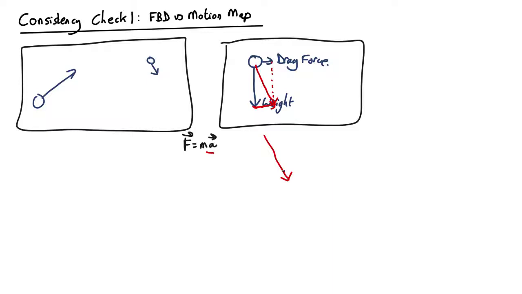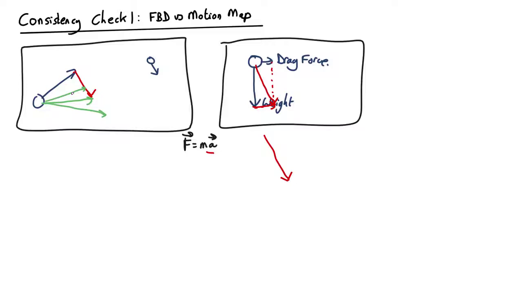Now how does that compare to our motion map? Well, our final velocity should be the starting velocity plus the acceleration times the time. So our final one should be this plus something in the same direction as the force, something like this. So this is predicting that our final velocity should be something like that. If the time is shorter, it might be like this. If it's longer, it might be like that. But in fact, it's not like any of those things. It's much shorter. So these are not consistent.